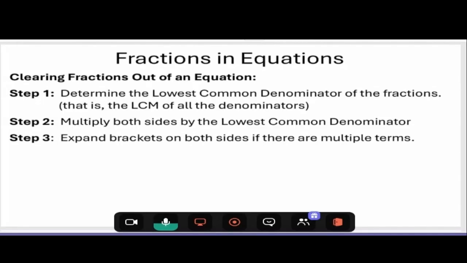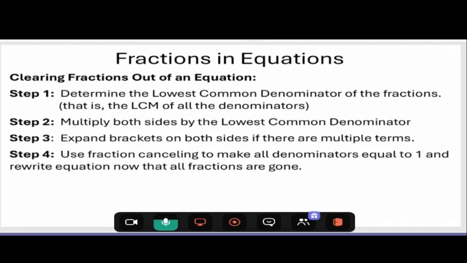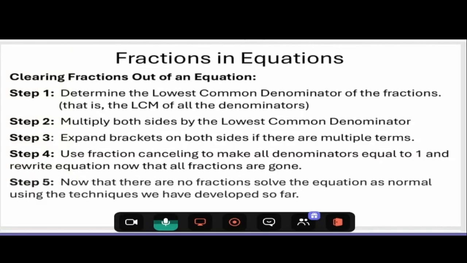Next, that's going to give us some brackets to expand, potentially, if there's more than one term on either side. And then we're going to use our canceling to make all denominators equal to 1, which means dividing by 1 doesn't do anything, which means, in other words, all the denominators basically disappear for us. No more fractions left. That's why we chose the lowest common denominator, because that is enough to cancel all the bottoms. And then step 5, you will now have an equation that doesn't have fractions, which means you can just solve it using all the same stuff we've already done.